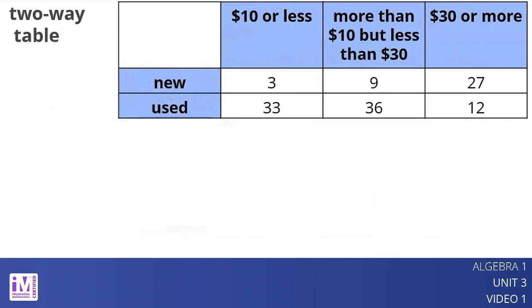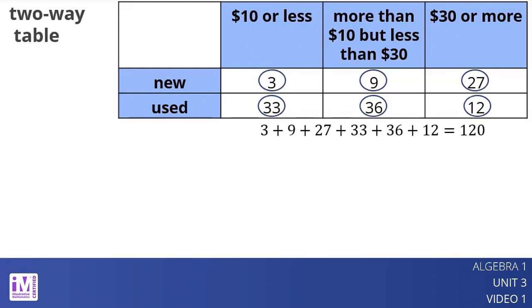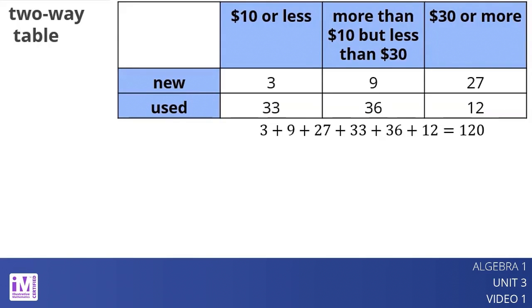This two-way table displays the condition of a certain textbook and its price for 120 of the books at a college bookstore. There are 120 values in this data set because 3 plus 9 plus 27 plus 33 plus 36 plus 12 equals 120. A two-way relative frequency table is created by dividing each number in the two-way table by 120, the number of values in this data set.